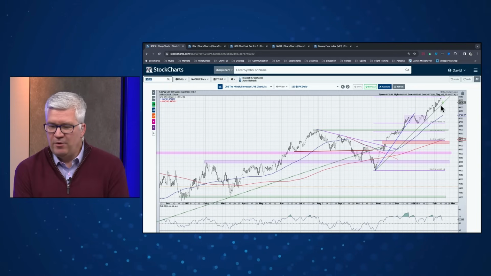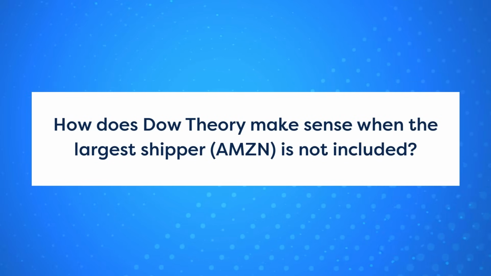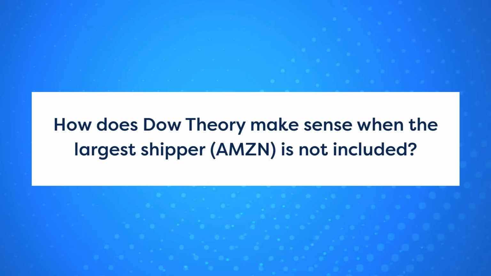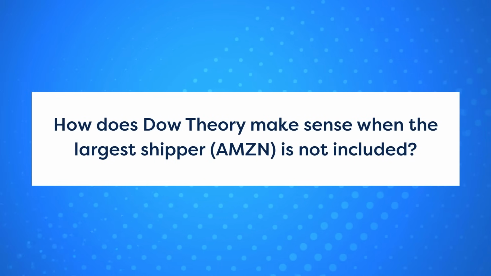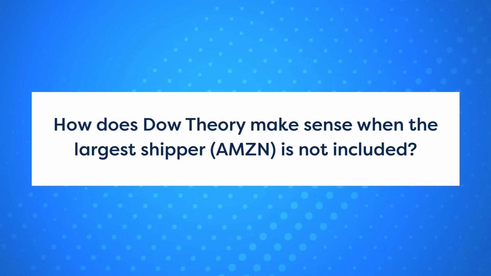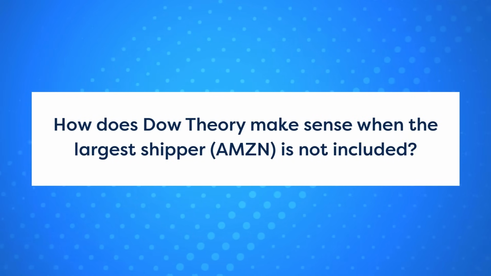Next question, Dave: how does Dow Theory make sense when the largest shipper, Amazon, is not included? You actually had a really thoughtful question that I boiled down into that one so we could fit it on our screen. But you talked about how can Dow Theory make sense because the largest shipper in the US is Amazon. It's not UPS, it's not FedEx, it's Amazon. Amazon's not in the Dow transports. If you look at semiconductors, that really doesn't include a lot of things as well. So how can we look at Dow Theory? How is that even relevant?